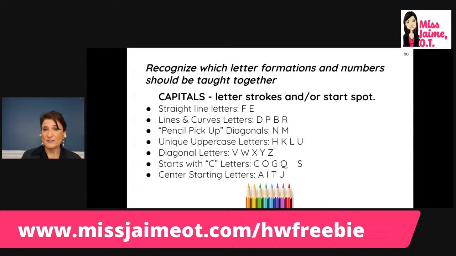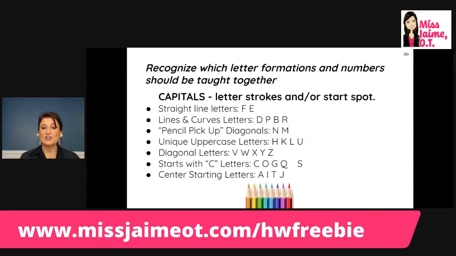The unique uppercase letters, H, K, L, and U, they also start at that top left corner. And they have a pencil pickup, except for, oh, no, they don't have a pencil pickup. They all start at that top left corner. So the H, the K, the L start up here, go down, and then we have to finish the sequence. We have the diagonal group that we talked about, and then we have the starts with C letters, C, O, G, Q, and then we have S. So S is a little bit apart because obviously it's a small C that they have to make, but it is still the same motor movement. So we can use that to teach them. They're going to make a small C and then turn around and go home.